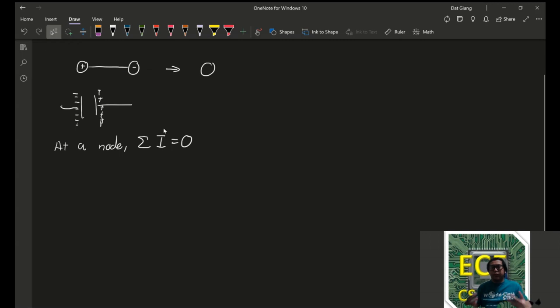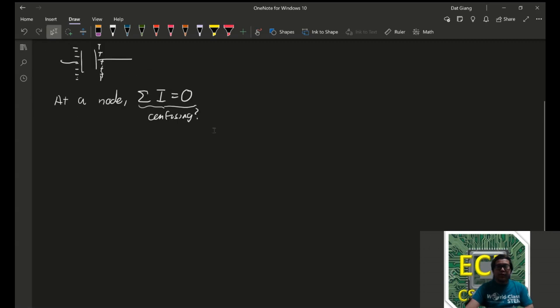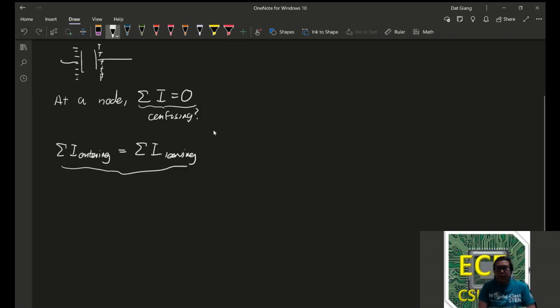Similarly to what we discussed with KVL, or Kirchhoff's voltage law, this might be confusing. So sometimes if you really need to explicitly understand it, it is much better that we state what it really is. So the sum of all currents entering should be equal to the sum of all currents leaving. Entering and leaving what? A node.